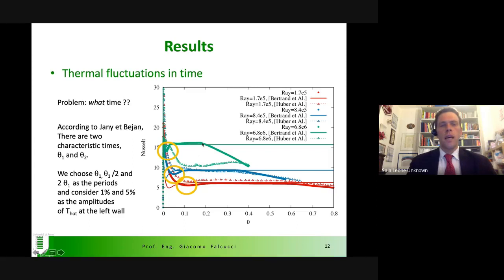Then θ2 is the parameter which tells us when the liquid front in the top part of the domain has reached the right wall, so the cold wall. We decided to consider θ1 as the governing time for the thermal fluctuations. And we consider θ1, then also θ1 over 2 and 2θ1 as different time periods, and 1% and 5% as the amplitudes.